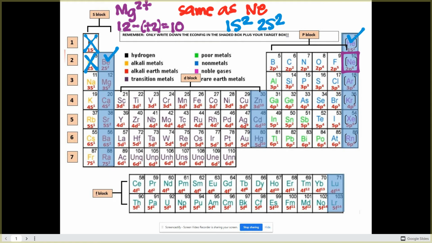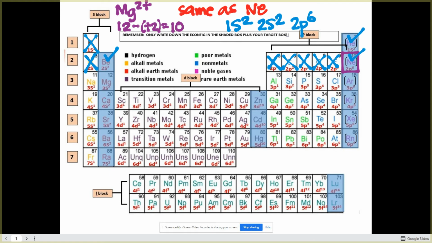2s2. Okay. Box number five, no. Box number six, no. Seven, no. Eight, no. Nine, no. And again, 10 is our target box. So you write that down. 2p6. All right. You see it?